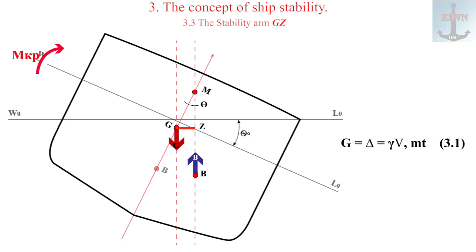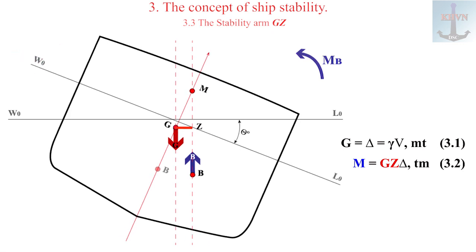A pair of forces and an arm form a moment tending to return the ship to a straight position. This moment is called restoring. Moment equals arm GZ multiplied by weight displacement D, formula 3.2. This restoring moment will return the ship to a straight position when the listing stops.